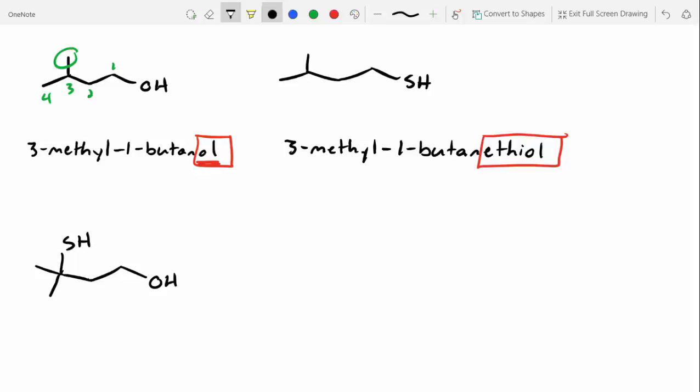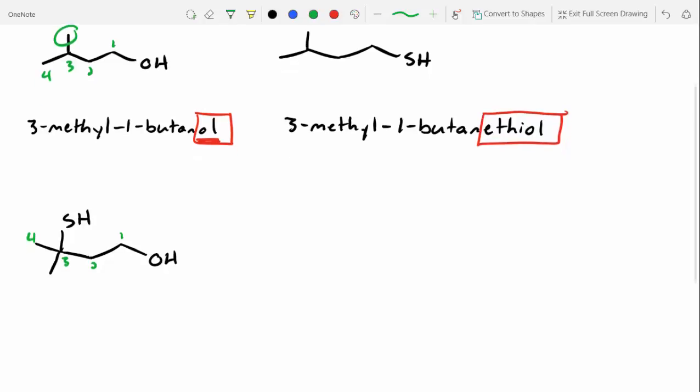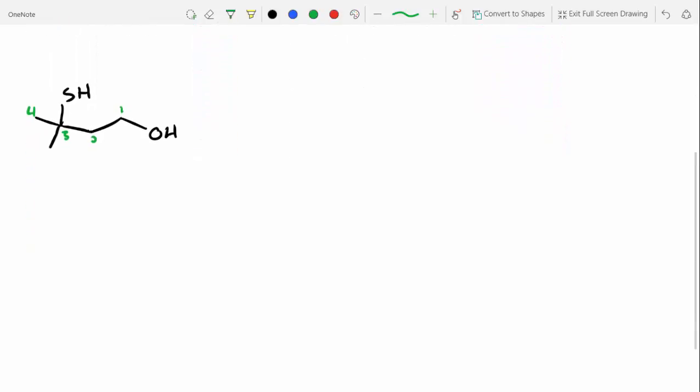So let's say we've got this one. The main thing to remember is that alcohols take priority. So when we number this, we still want to number starting at the alcohol position. So we can go 1, 2, 3, 4 from right to left. Now because we've got an alcohol group on there, we can't have an ane thiol suffix. Instead, we look at this thiol, and we actually call it a mercapto group.